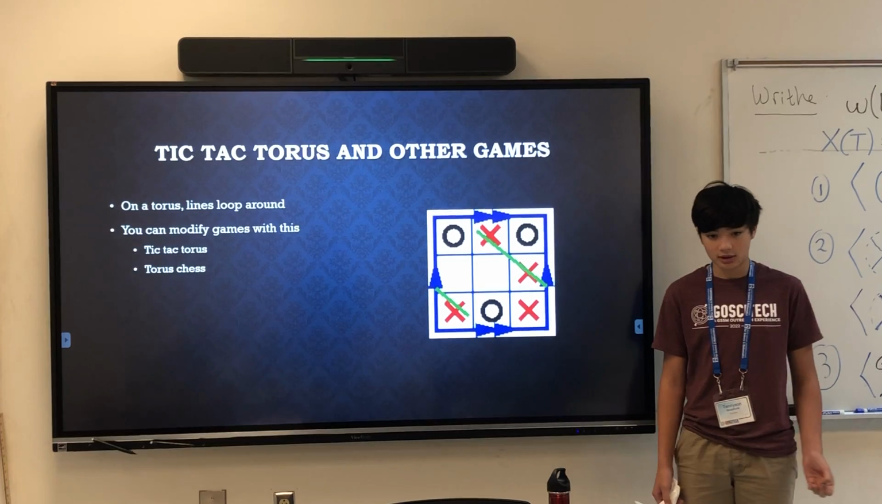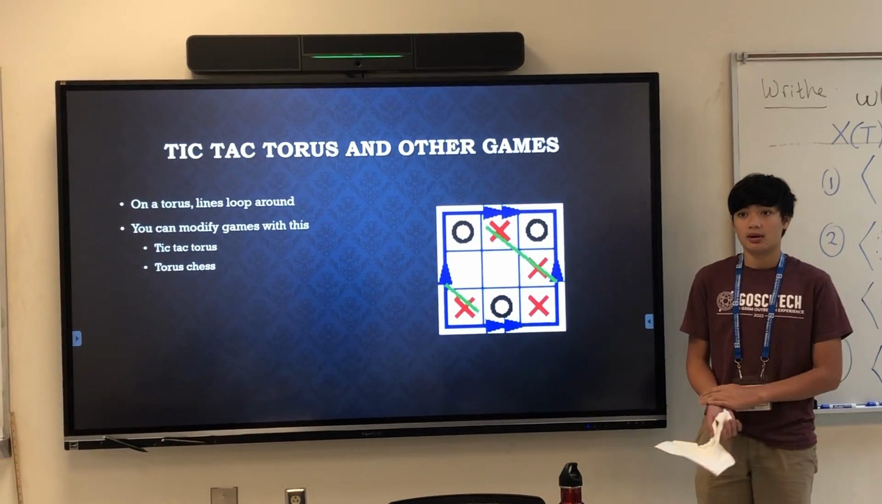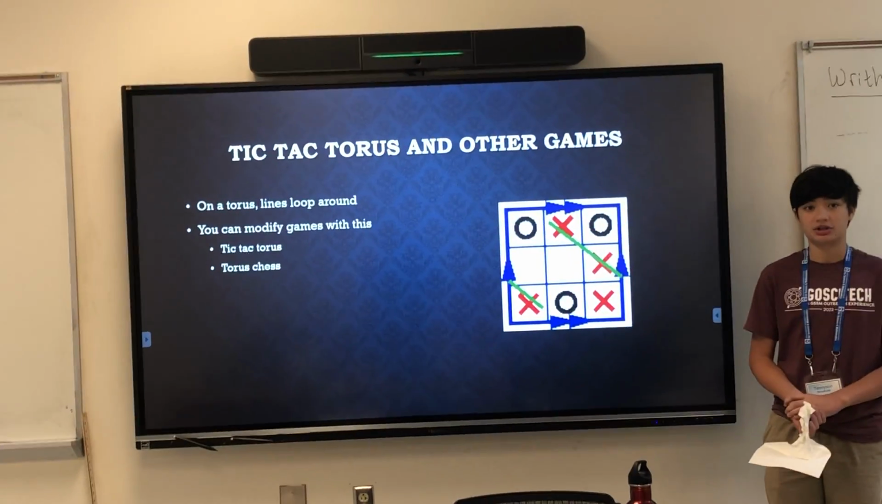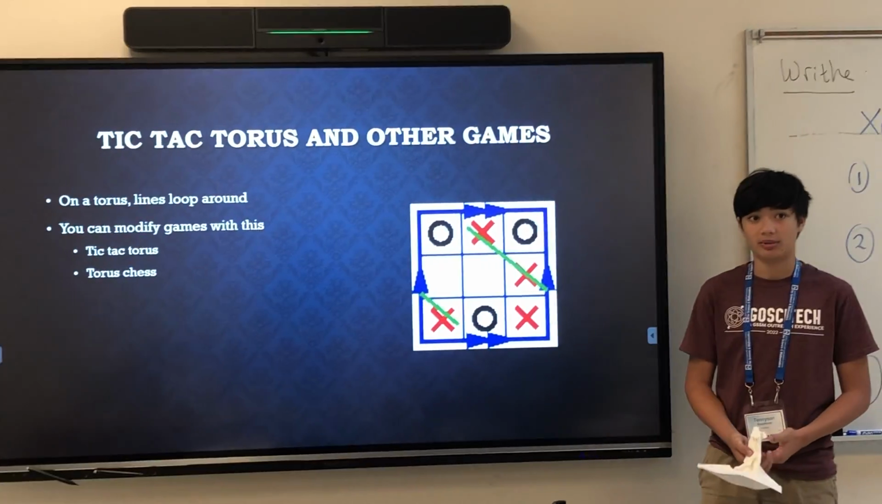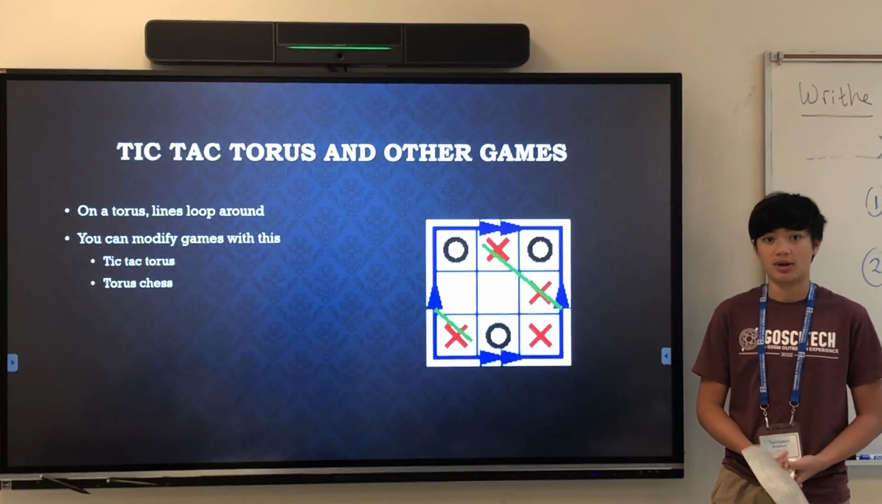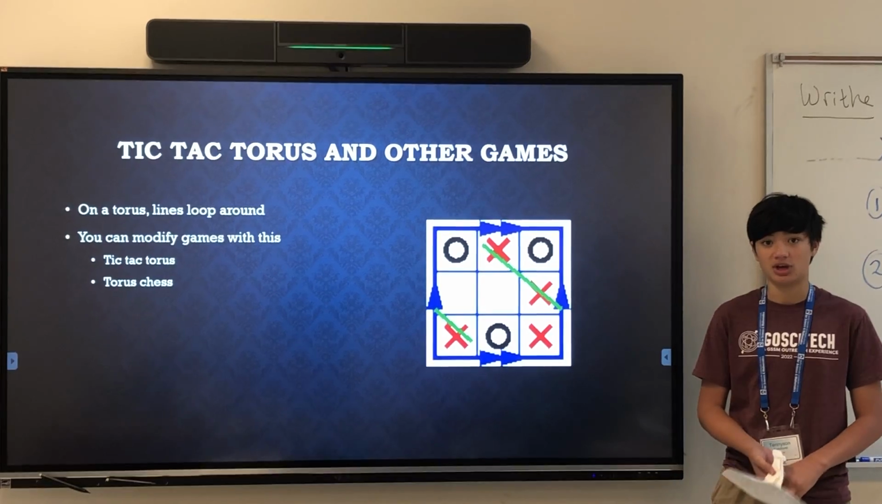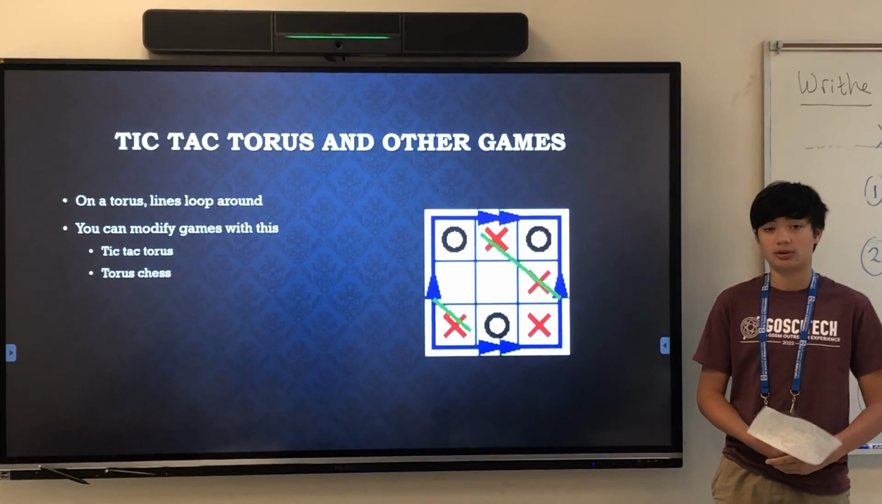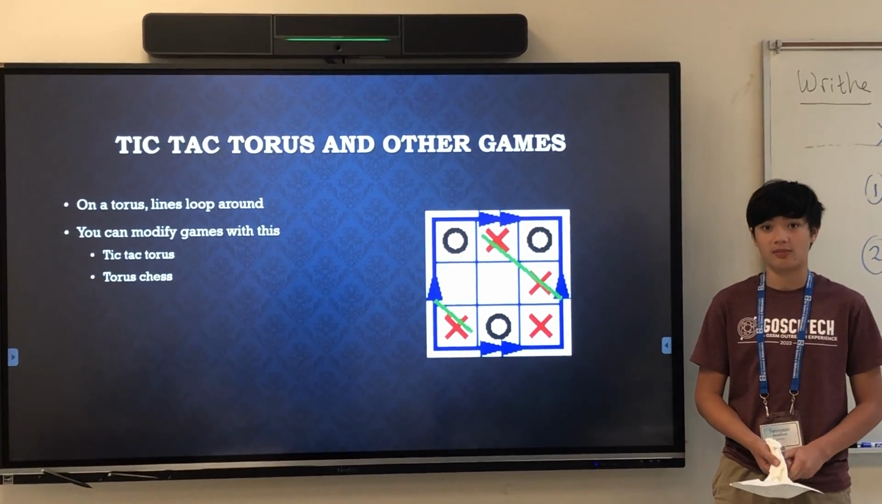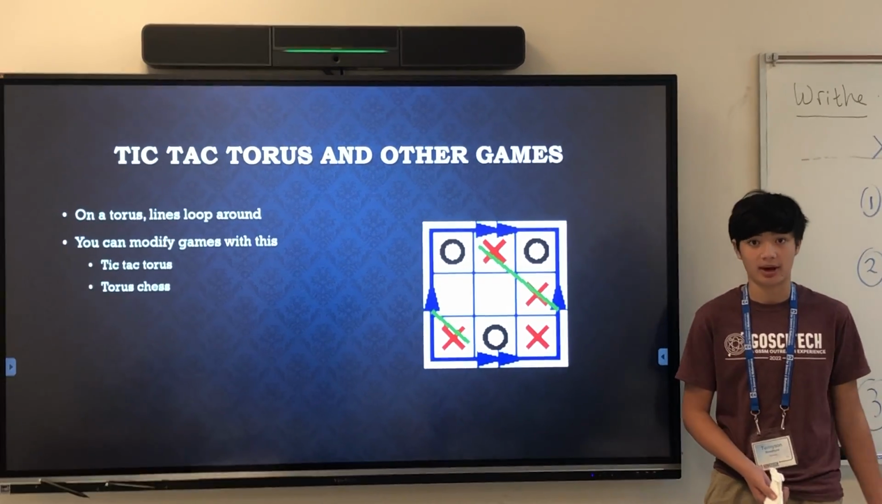I'm Tessa, and I'm going to talk about torus games. On a torus, when you go straight in one direction, you loop back around to the same place. Using this mechanic, you can make some games more fun, like tic-tac-toe and chess. A game that normally uses a torus is PacMan, because when you go off one side, you come back on the other.